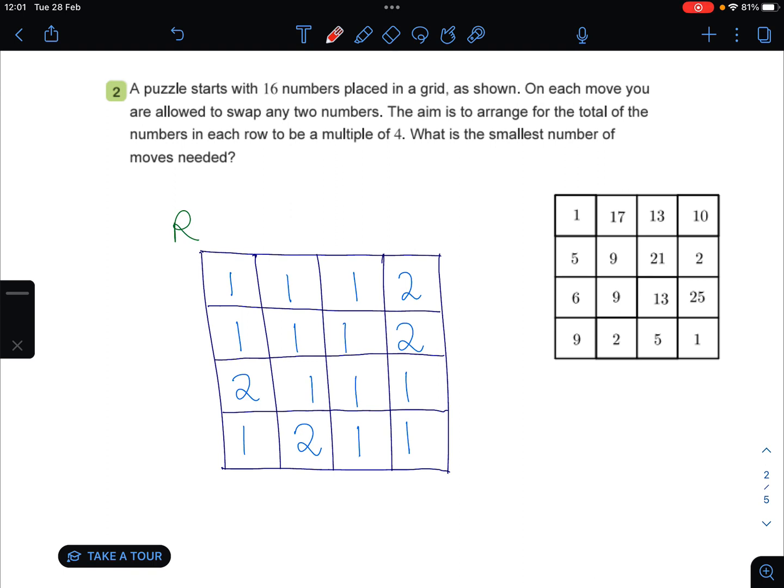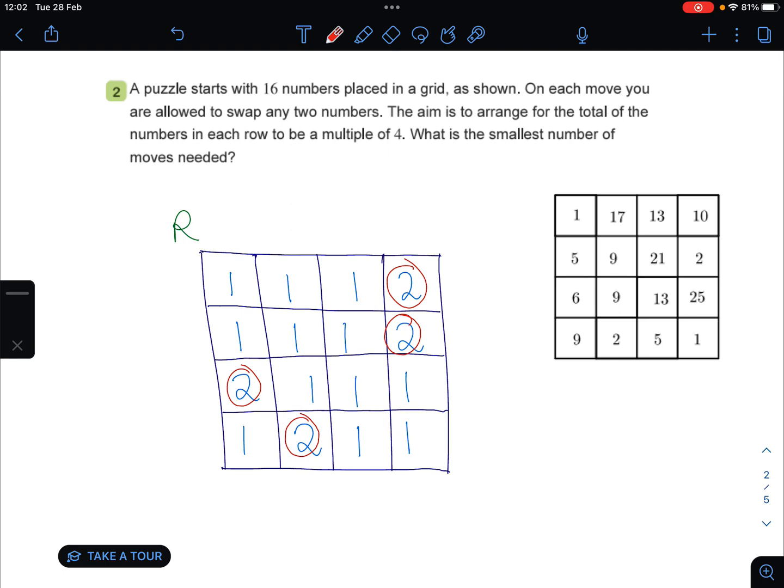So how can we find rows that have something divisible by 4? Well, we can see that there are 1, 2, 3, 4 2s, 4 numbers that have a remainder of 2. So the only combination for these numbers that have a remainder of 2 will be to put them in the same row. So therefore our remainder will be 2 plus 2 plus 2 plus 2, which gives us 8.